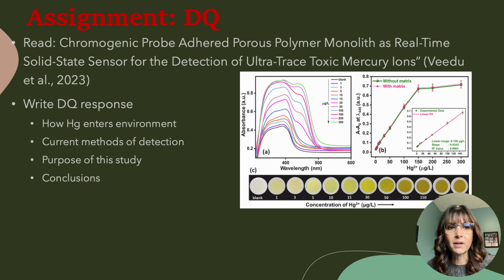Write a DQ response that covers how mercury enters the environment, the current methods of detecting mercury, the purpose of this study, which includes how they are going about identifying and detecting mercury, and lastly, what conclusions these researchers came to. And don't forget, you need to respond to at least 2 other DQs by 2 different students.